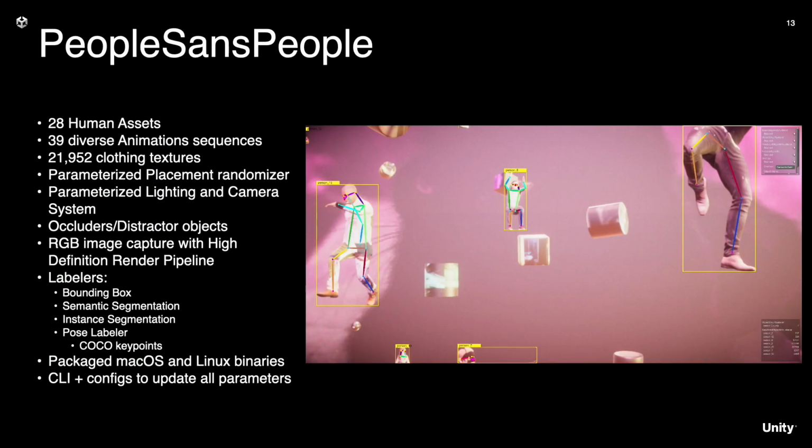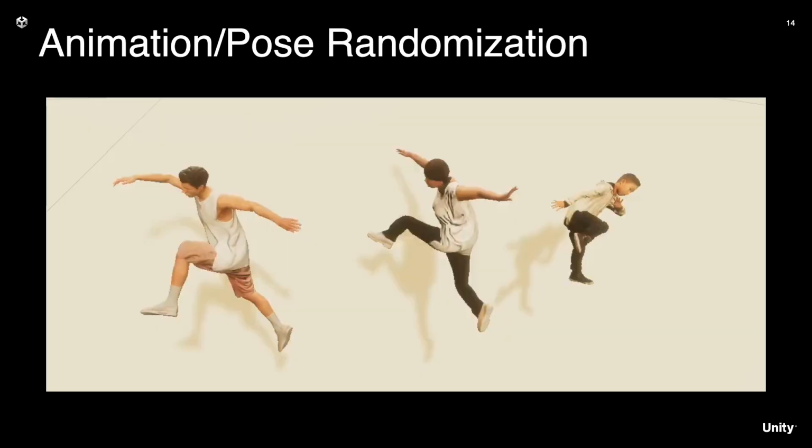Additionally, we're providing a ready-to-go environment specifically for human-centric computer vision. What we talked about, humans are quite complex in their variations, so setting all that up is really, really hard. And so we've done that work for you. We provide a large number of assets, animations, clothing textures, randomization systems for controlling placements of objects, backgrounds, scenes. Labelers are ready and set up out of the box. It comes with the CLI, so you can change and play with these parameters, as well as ready-to-go binaries for both Mac and Linux.